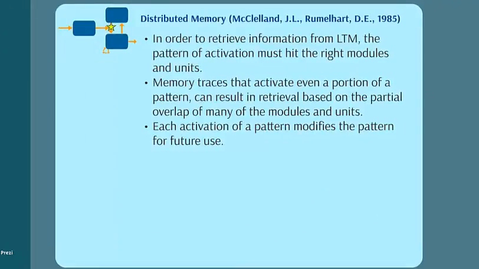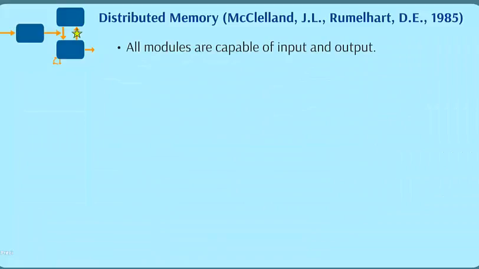In order to retrieve information from LTM, the pattern of activation must hit the right modules and units. Memory traces that activate even a portion of a pattern can result in retrieval based on the partial overlap of many of the modules and units. Each activation of a pattern modifies the pattern for future use. It is also important to note that in the distributed memory model, all modules are capable of input and output.